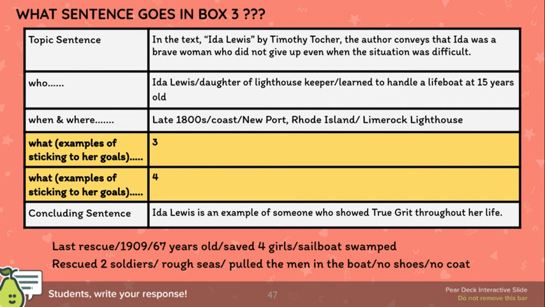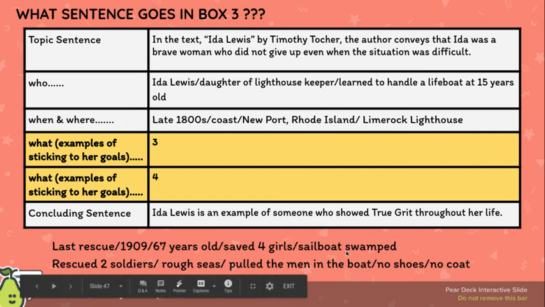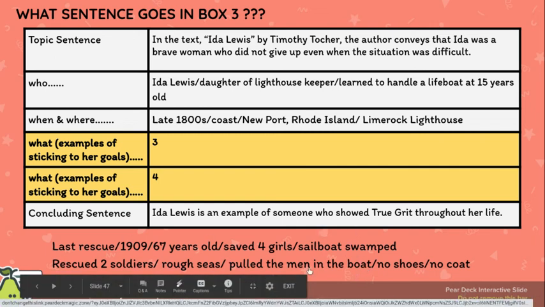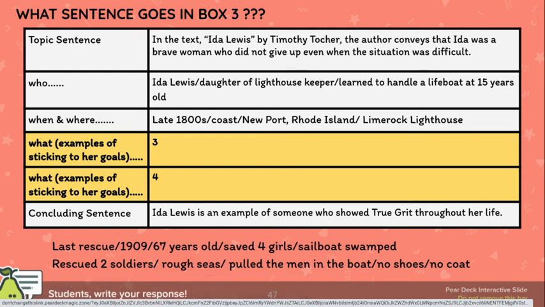And then you want to focus on giving examples of what they did to show grit. Remember, our focus question for this whole unit is what causes people to push past hardships and troubles and stick to their goals. So we want to give examples of Ida Lewis sticking to her goals. Both of these notes down here at the bottom will work. They're both examples of her sticking to her goals. But pause this video and ask yourself, which of those should go first?